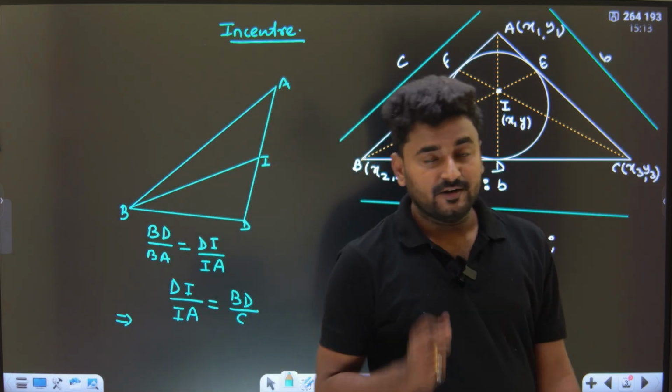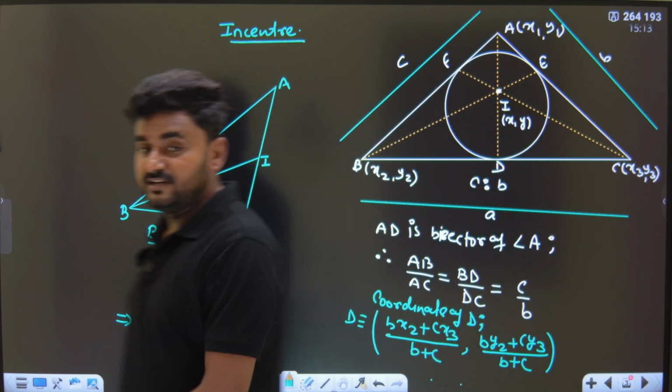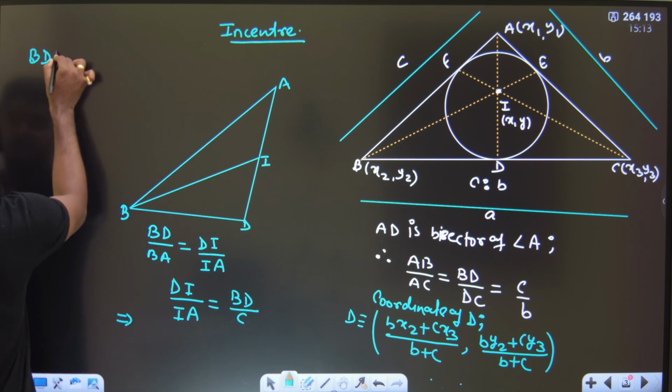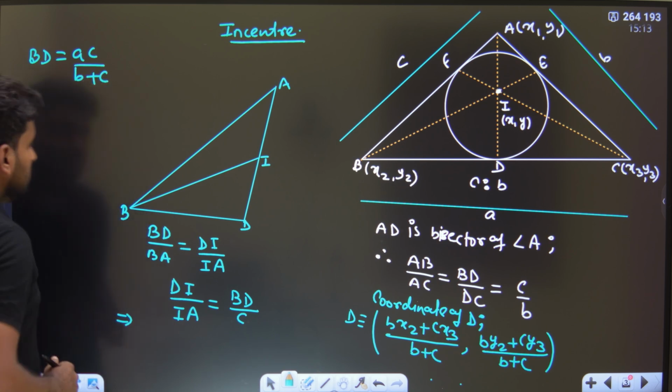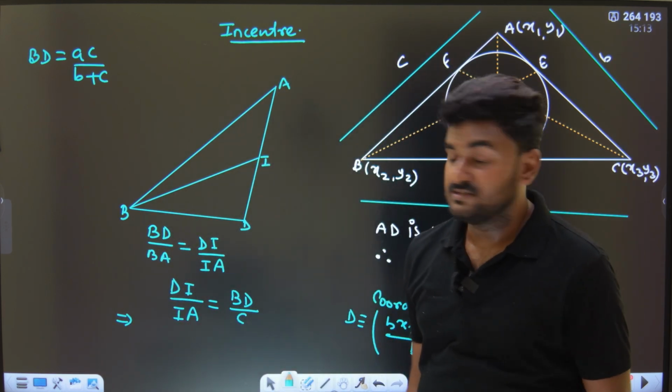Okay, how to find the BD? If you solve this, the length of BD will be AC upon B plus C. Now you are thinking, sir, how to get this AC upon B plus C?